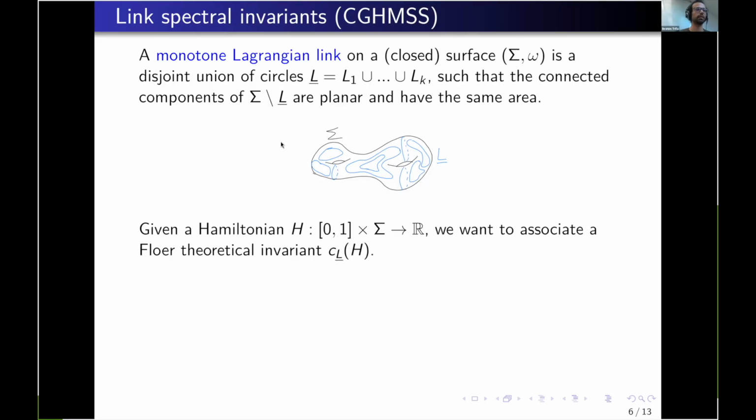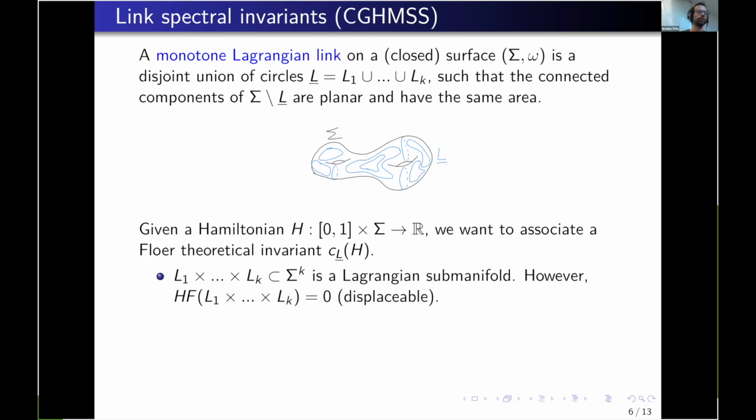Okay, so now we will take a Hamiltonian on our surface sigma, and we want to associate to it a Floer theoretical invariant CL of H. So a naive idea would be to take the product of the components of the link. This gives us a torus inside sigma to the K. So it's a Lagrangian torus. But as you can see, if I have here a small contractible circle, it is displaceable inside the surface. So the product torus will be displaceable inside sigma to the K. And so its Floer homology will vanish, and there is no way to define spectral invariants with that.